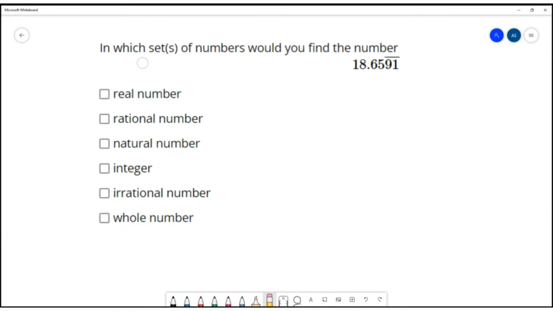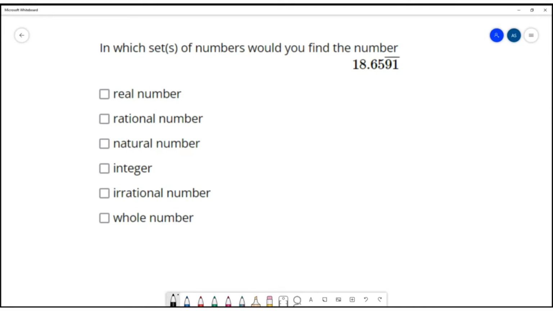So on this question, we want to find which sets of numbers you would find this number, 18.6591 with the 91 repeating. So we have this list of different sets. We want to make sure that we know what these sets are.